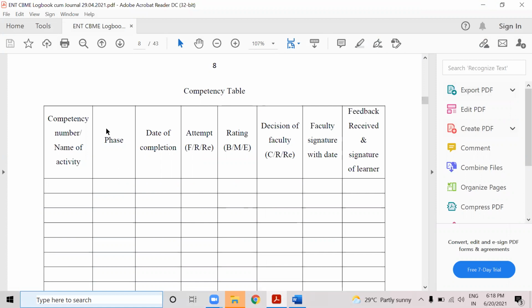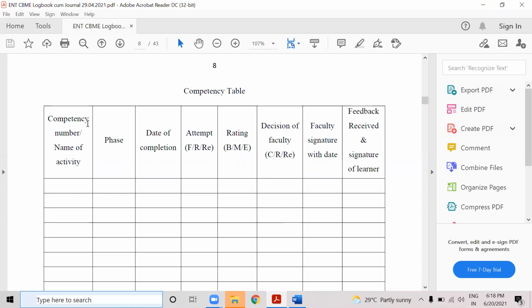Because there are 76 competencies, and some competencies may require repetition to be completed, or even remedial measures. So keeping that in mind, I have kept around 150, that is double the number of competencies, rows for the competency table. So 5 pages I have kept for the competency table. Now, to understand this competency table, it is very clearly stated in the logbook module.